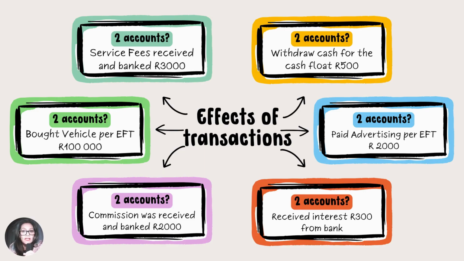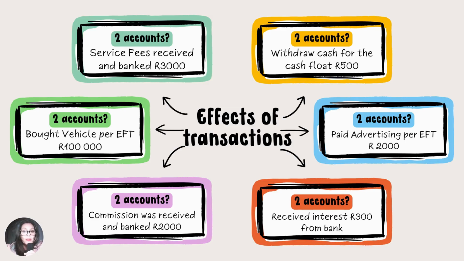What are the two accounts? Paid advertising per EFT, 2,000 Rand. Paid, where do you pay from? Bank. What did we pay? Advertising. What is advertising? It's an expense. What does expenses do to owner's equity? Expenses decrease owner's equity, so it is a minus.